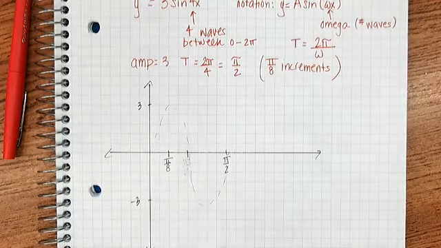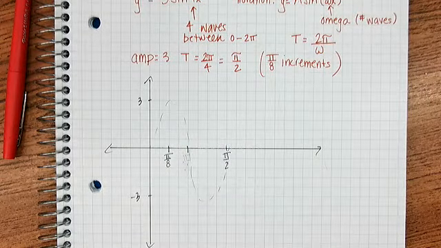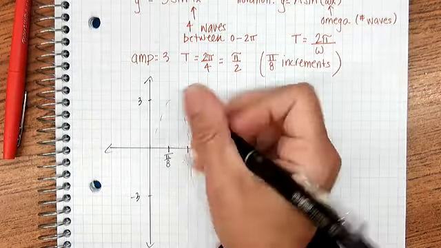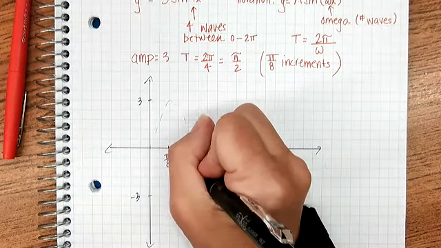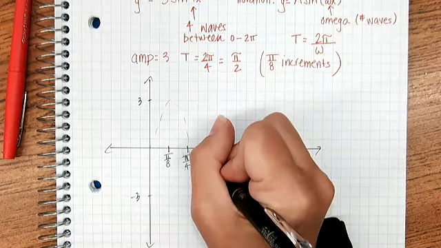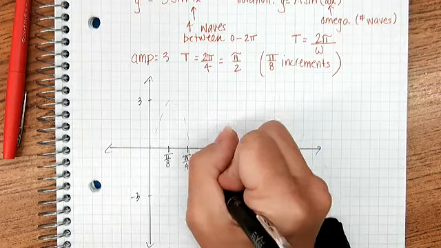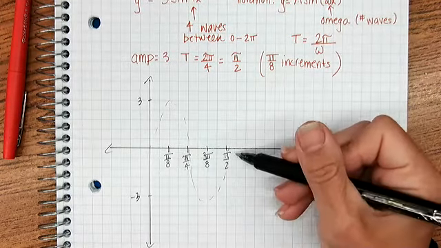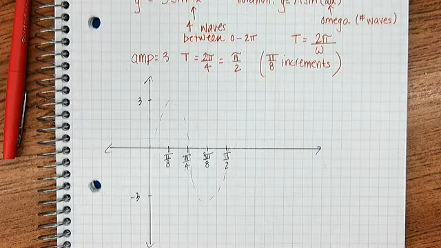If you struggle with fractions, this is going to be really difficult for you. Each increment is an eighth. So the next increment is going to be 2 pi over 8, which is pi over 4. And the next increment is going to be 3 pi over 8. And the next increment is going to be 4 pi over 8, which is pi over 2.